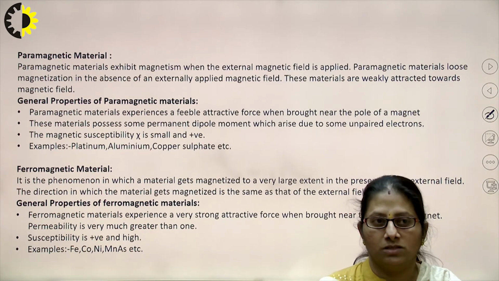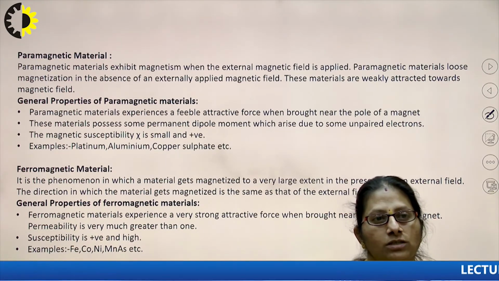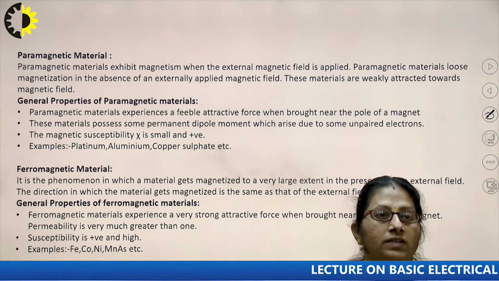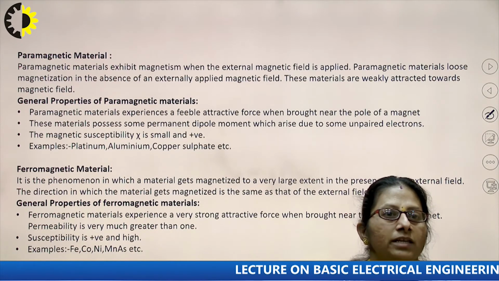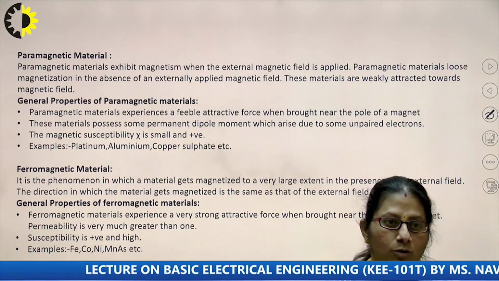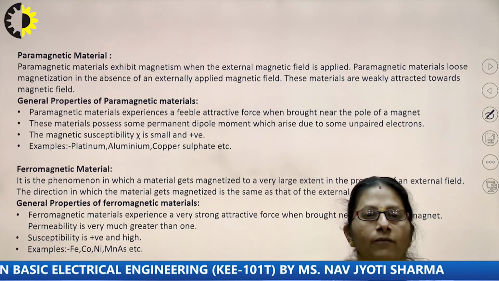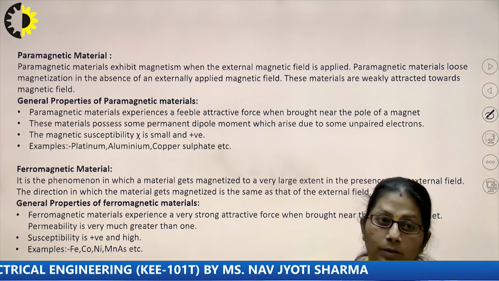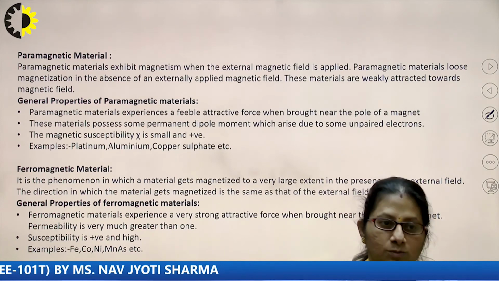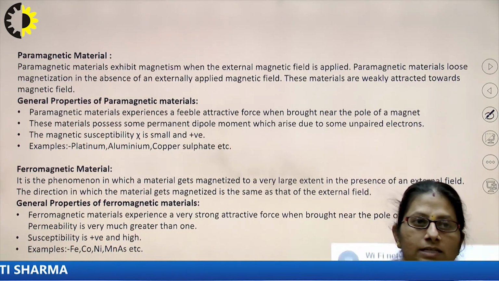Coming to ferromagnetic material, it is of much more concern to us. It is the phenomenon in which the material gets magnetized to a very large extent in the presence of the external field. The direction in which the material gets magnetized is the same as that of the external field. These materials experience a very strong attractive force when brought near the poles of a magnet. The permeability is very high, greater than 1. The susceptibility is positive and high. Examples are Fe, Co, Ni, MnAs, etc.